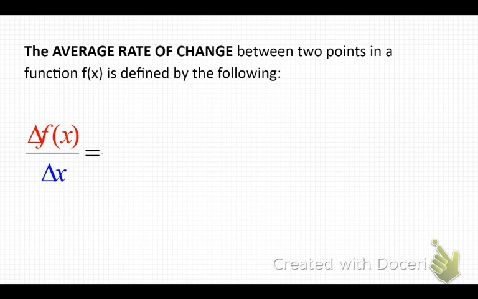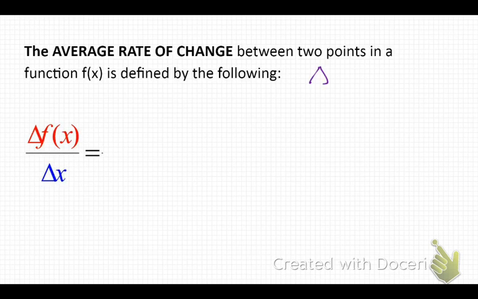Okay, so I have this for you. It says the average rate of change between 2 points and a function is defined by the following. So I'm going to give you the definition, okay? So I have this notation. Do you know what that little triangle means or what it's called? Triangle or delta? It's a delta and it means change, okay? So that triangle symbol is the Greek letter for a capital D. That's a capital D in Greek.